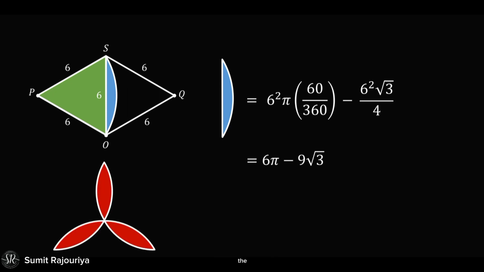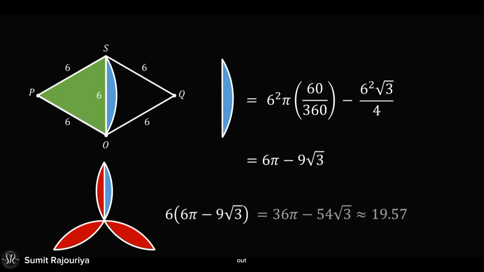Now we need to calculate the area of 3 petals. So it takes 2 of these to make 1 petal, and then we have 3 petals. So we need to multiply this area by 6 to get the entire area. And this works out to be 36 pi minus 54 root 3, which is approximately equal to 19.57. And that's the answer.